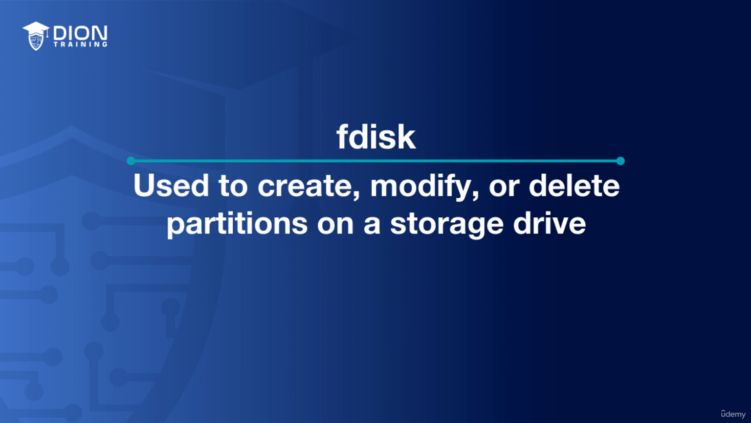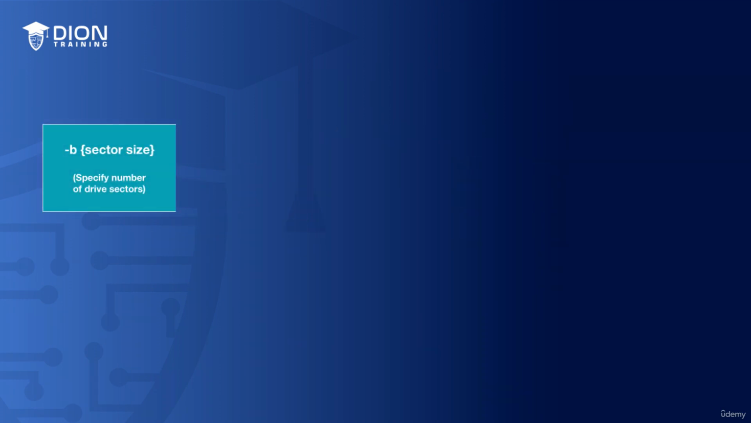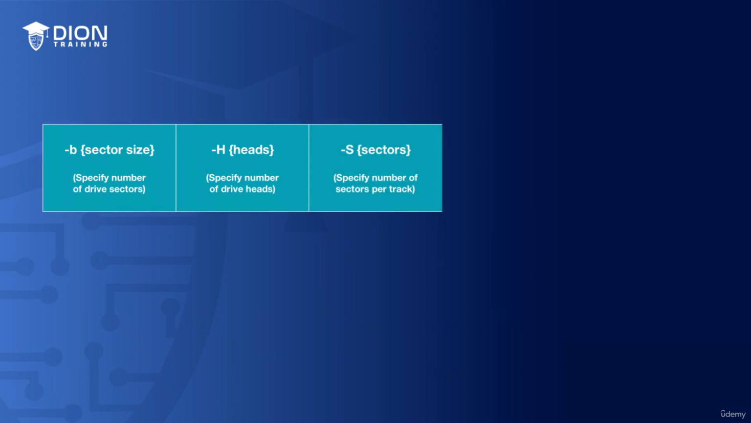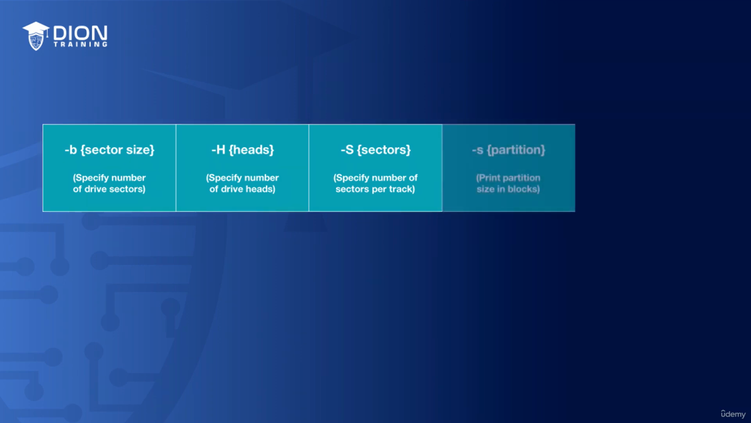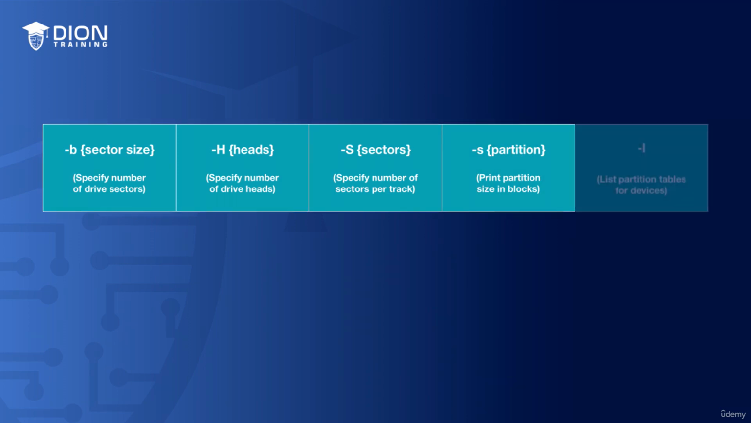Now, the fdisk utility supports a number of command line options, including things like Option-B. If you use Option-B and then the sector size, you're going to be able to specify the number of drive sectors. If you use Option-H, heads, this will be used to specify the number of drive heads. If you use Option-S, sectors, this is going to be used to specify the number of sectors per track. If you use Option-s with a lowercase s and then the partition, this will be used to print out the partition size in blocks. The Option-L is going to be used to list all the partition tables for a given device.